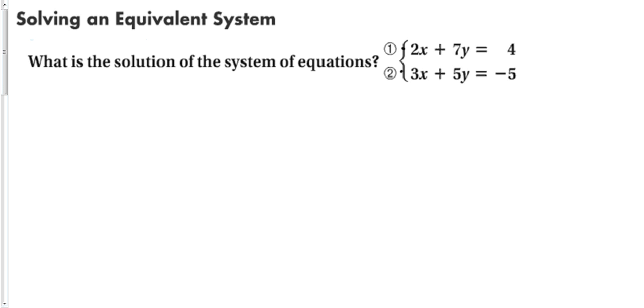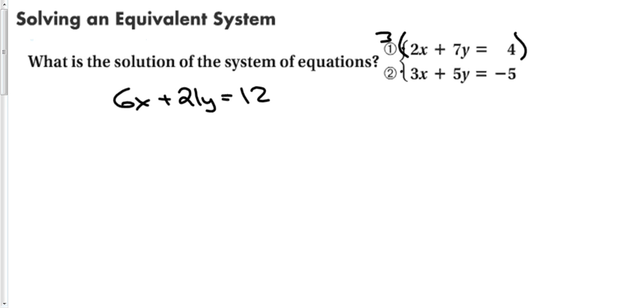So let's do this. Let's take the first equation and multiply this whole equation by 3. So doing that gives me 6x plus 21y equals 12. Okay. Now, the goal is, of course, to get the x's to cancel.